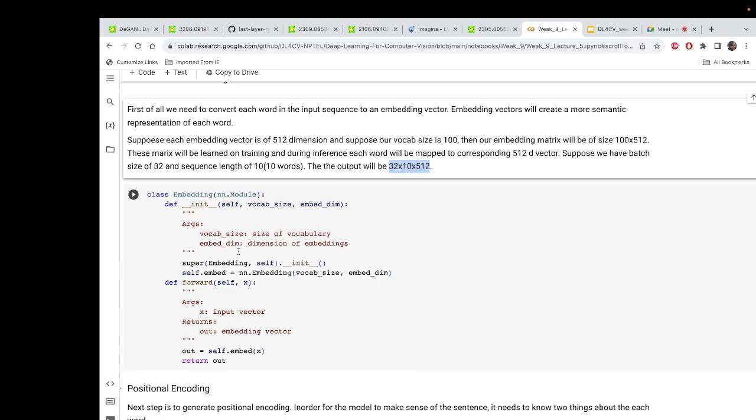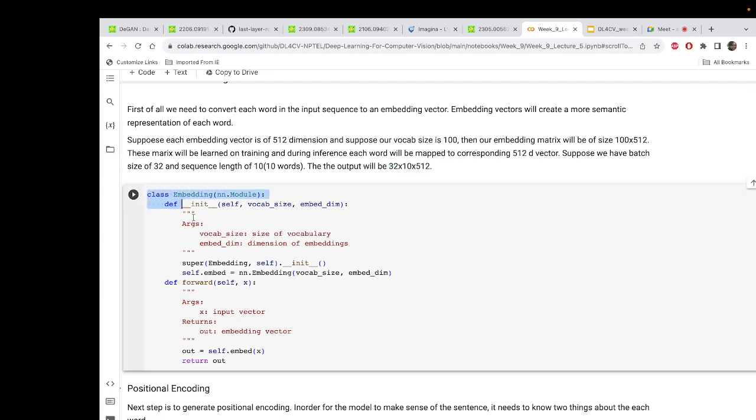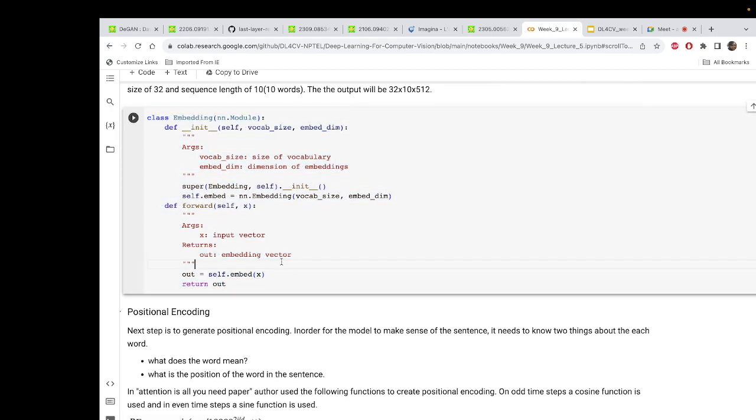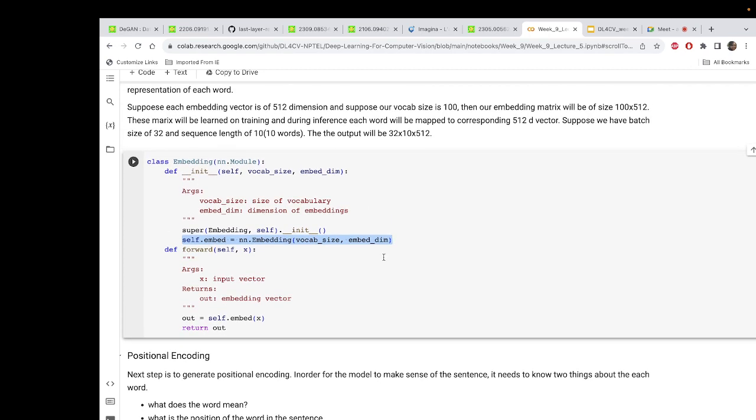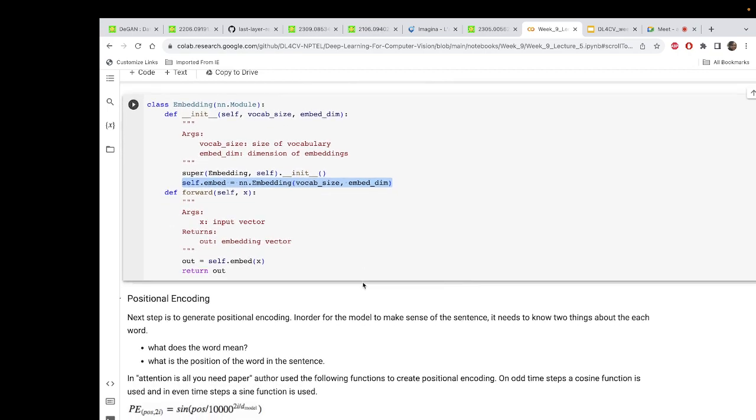In this next part of the code we are initializing the embeddings, but these have to be learnt. This is how we initialize the embedding. We have this self.embed, which is an nn.Embedding of dimensions vocab size by embed dim, because it is like a dictionary of embeddings. So, this is what we are going to learn. We have 100 words in the dictionary and a 512 dimensional embedding dim. This is what we are going to learn.